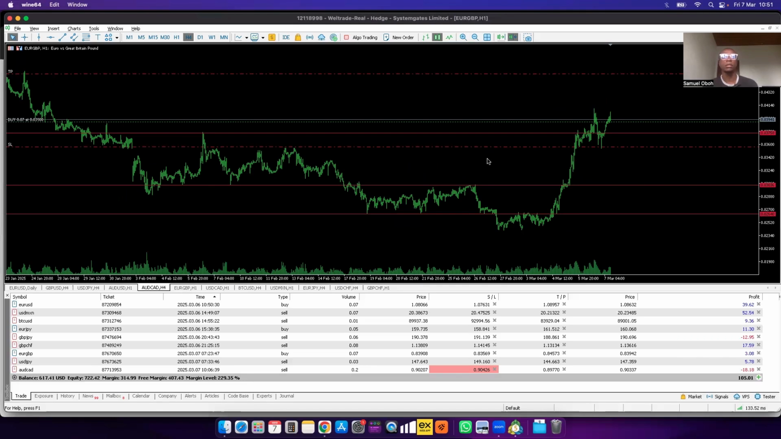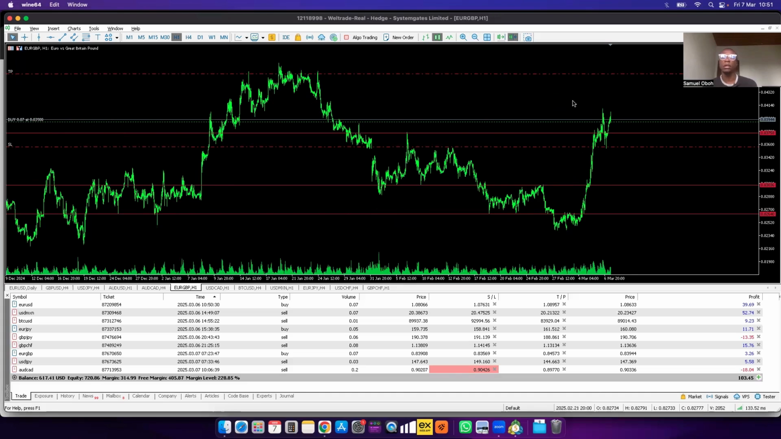So in this case, this is Euro Great Britain pound, same thing. Same methodology I use for all my trades. I think the price is running up all the way to this point, and that's where I have my TP. Let's see how far it goes.